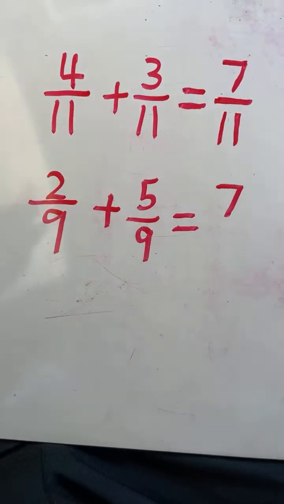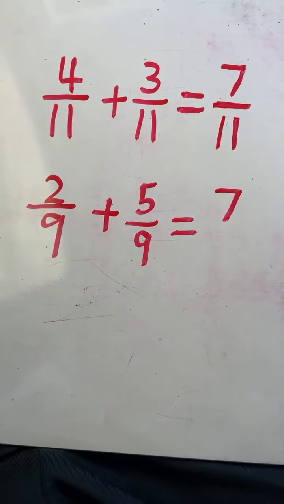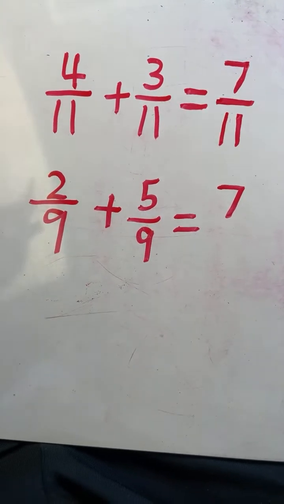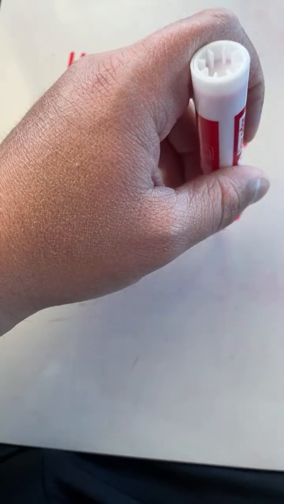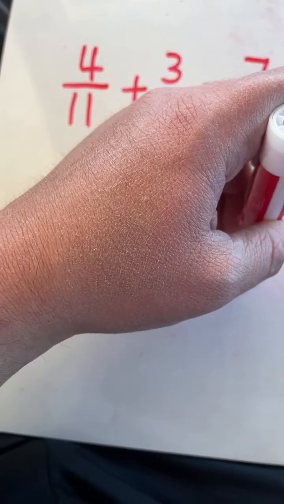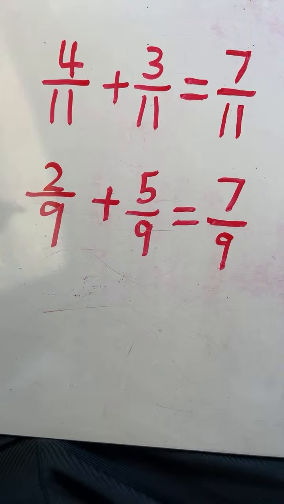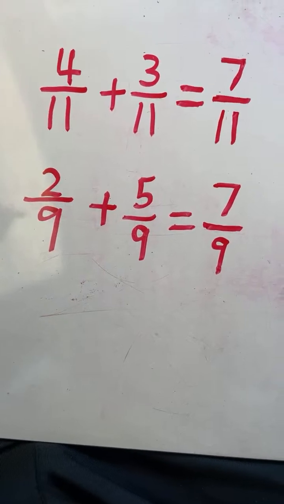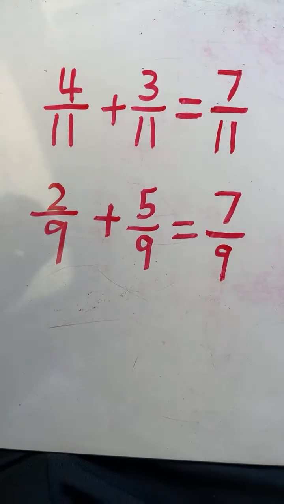Now, the only difference between adding fractions and adding whole numbers is whatever the denominator, whatever the bottom number in the fraction is, we keep that the same. So the denominator for both of these fractions is 9, so that's going to stay the same in our answer. 2 9ths plus 5 9ths equals 7 9ths. All right, example number 3 now.